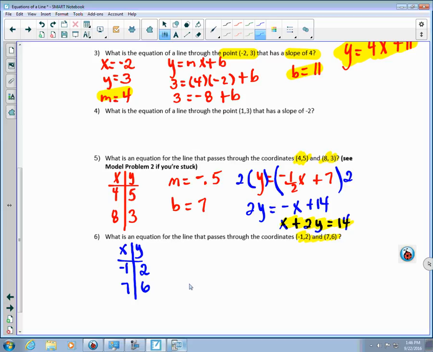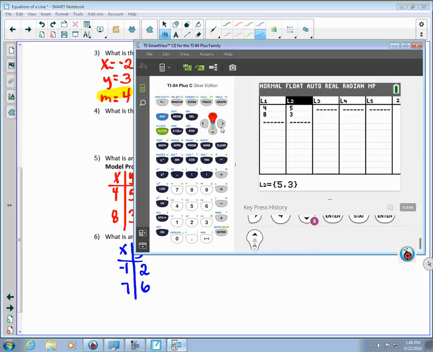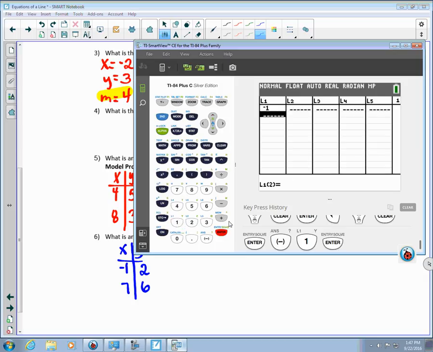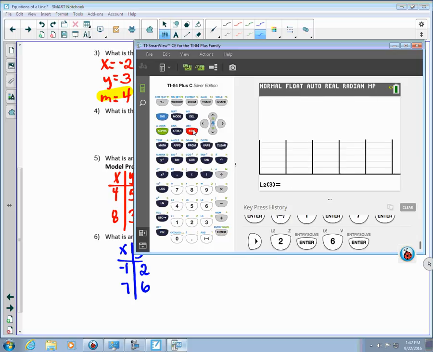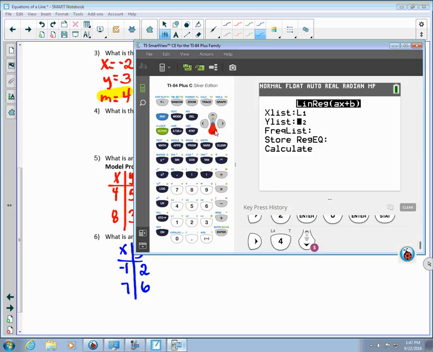All right. So then we're going to go to stat, right? All right. So I'm going to go back to stat, but I need to clear that list. So I got to go all the way to the top and enter. Yeah, all the way to where it says L1. All right. So what are my numbers? Negative 1 and 7. You probably guys can do it a lot faster. It's harder when I do it here. And then we're going to do stat, calc, 4, all the way to calculate, and then we're going to enter.